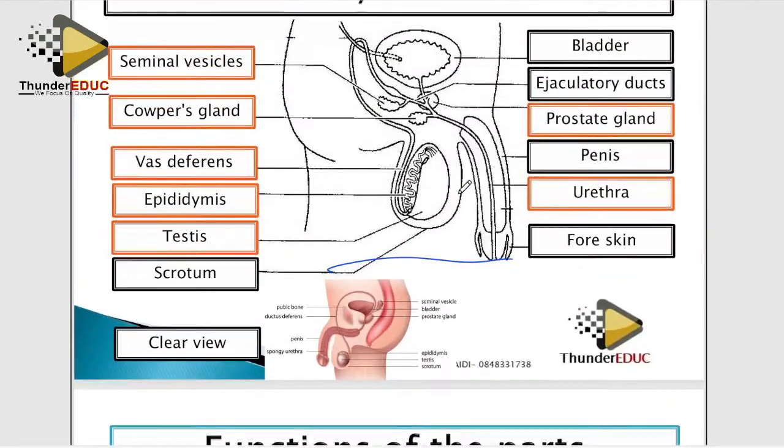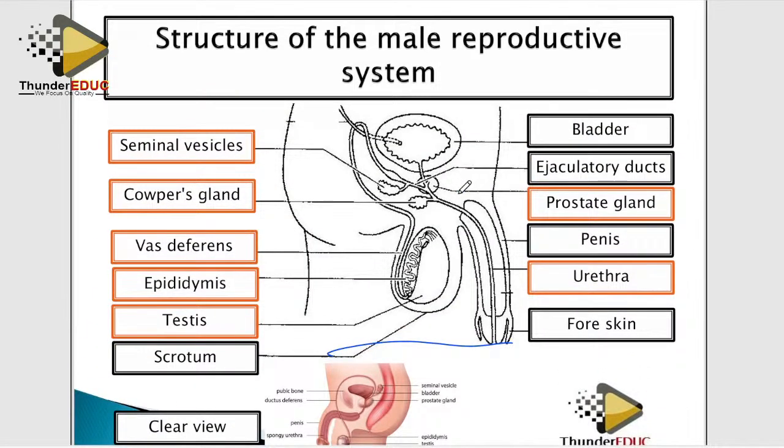So the first part is what we call this thing which covers the testis, it is called the scrotum. That's why you see it here. And then you need to know what is the function of the scrotum. So basically, the scrotum is protection. Yes, and it also helps in regulating temperature. It contracts so that it pushes the testis up, and also relaxes, pushes the testis down depending on the temperature.